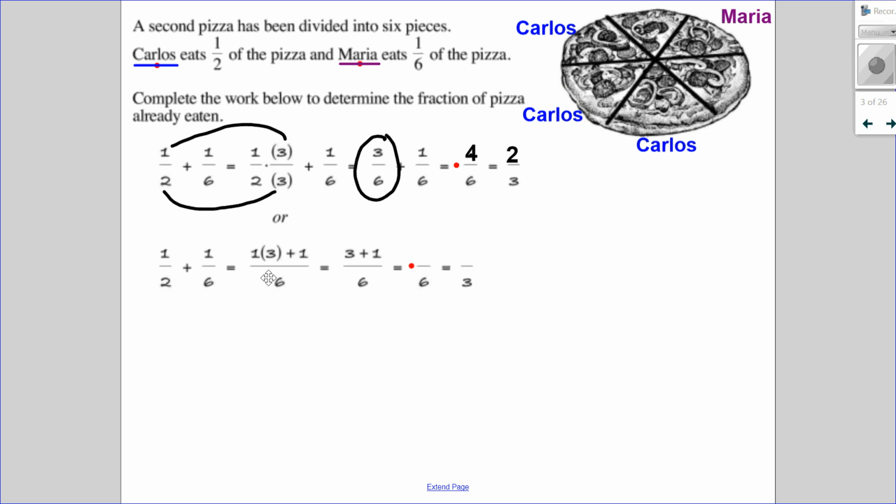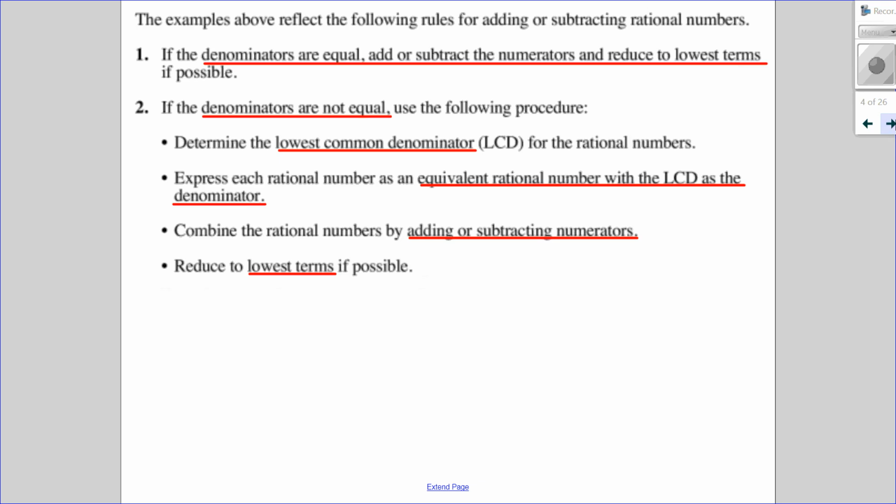Or another way of adding that is to just do it like this, creating a common denominator of 6 and saying, okay, I have to times 2 by 3, so I times 1 by 3. 1 times 3 is 3 plus 1 is 4, and 4/6 goes into lowest terms. So those examples show you how to add when the denominators are different and when they're the same. So when they are equal, you add or subtract the numerators over the denominator. Don't add the denominator, and then put it in lowest terms.